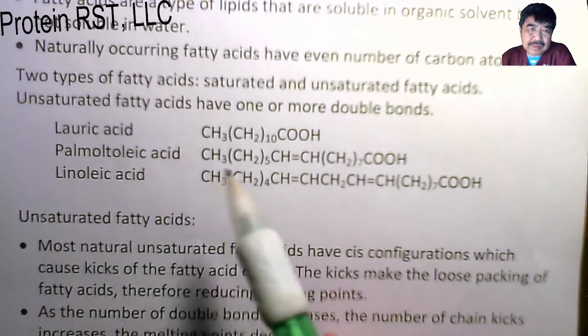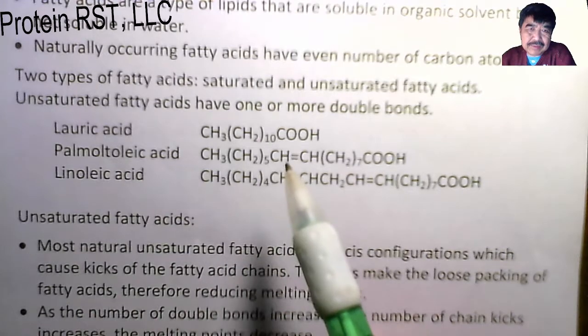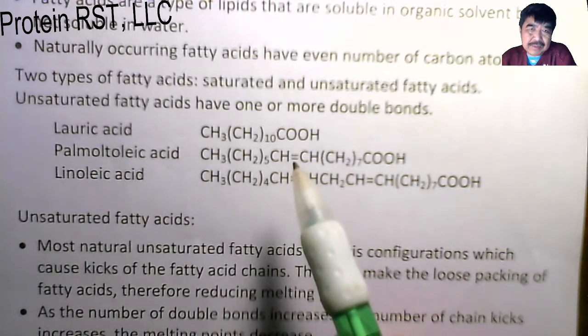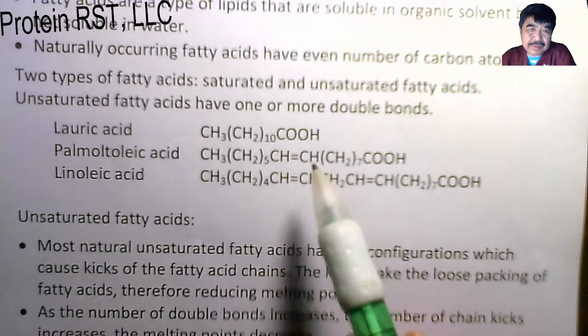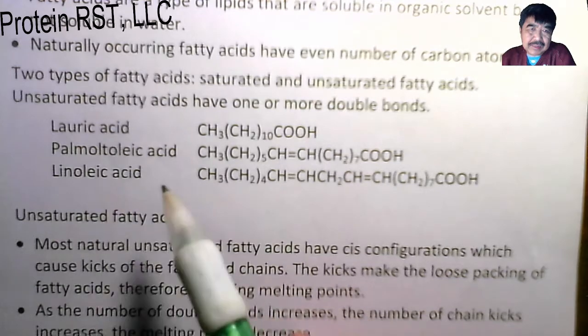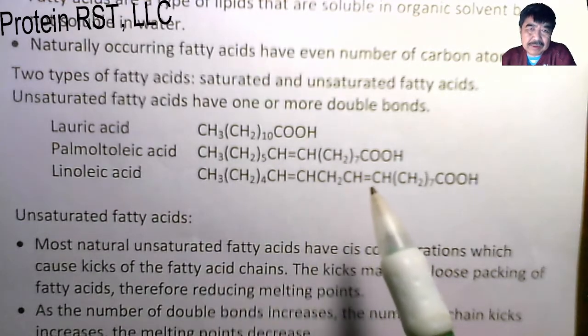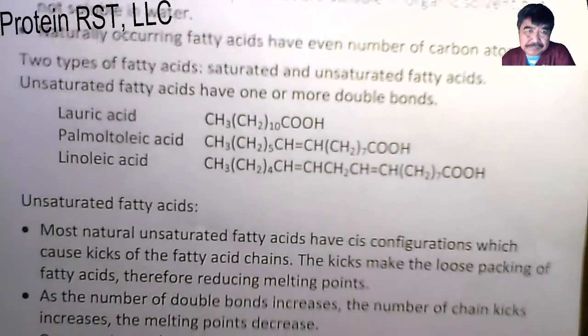Next one is palmitoleic acid. This molecule has one double bond. It's unsaturated. Next is linoleic acid. This fatty acid has two double bonds. It's unsaturated.